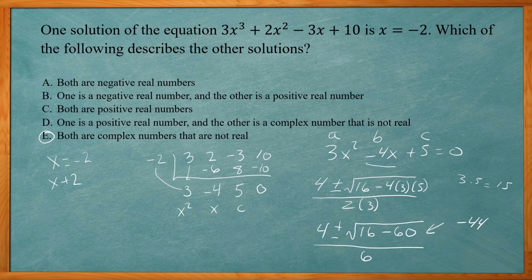If I had the square root of negative 44, that's going to be 4 times 11 times negative 1. The 4 can come out as 2, the negative 1 can come out as i, and then we have the square root of 11. So that's going to be a complex root. In this case, both solutions will be complex numbers that are not real.